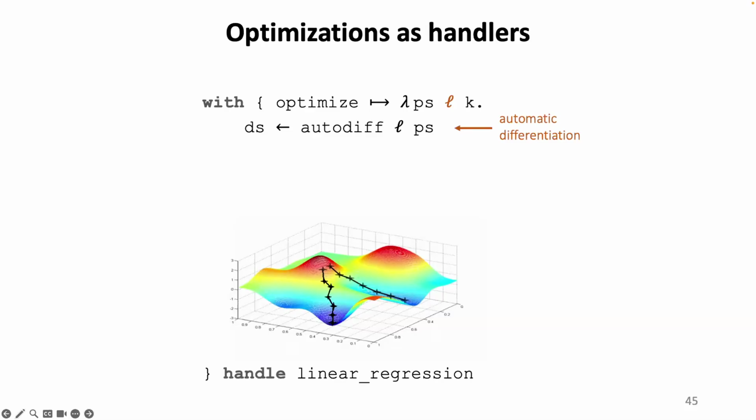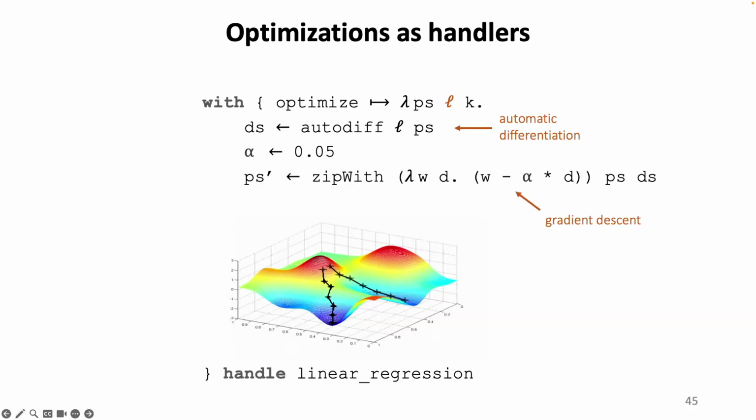And now that we have calculated the gradients of the function with respect to the parameters, we can update the parameters by performing one step of gradient descent. We would assume alpha is the learning rate, so we can update the parameters to be PS prime by moving in the opposite direction of their gradients. And once we get PS prime, we can just resume the original computation with PS prime.